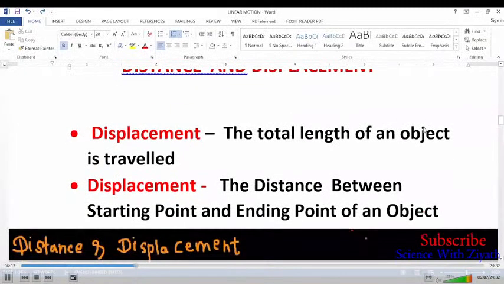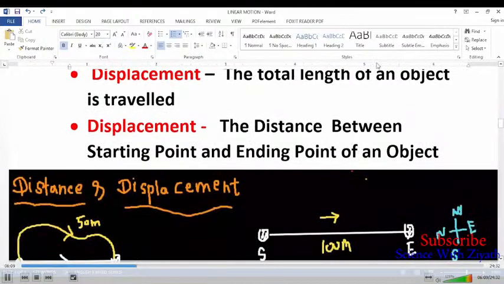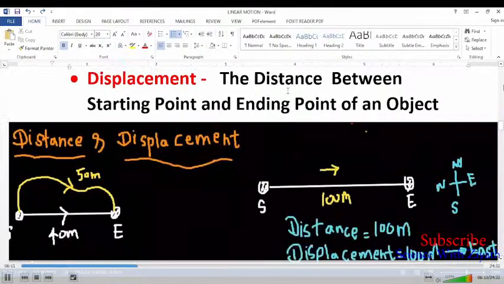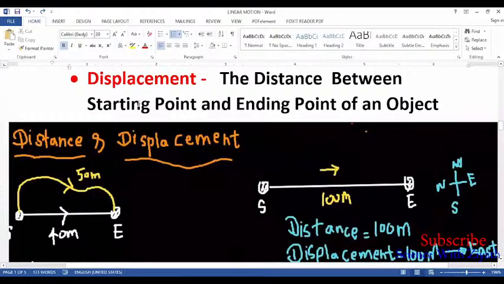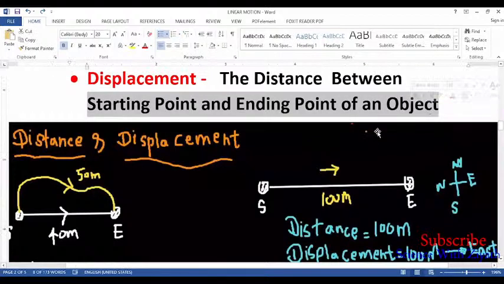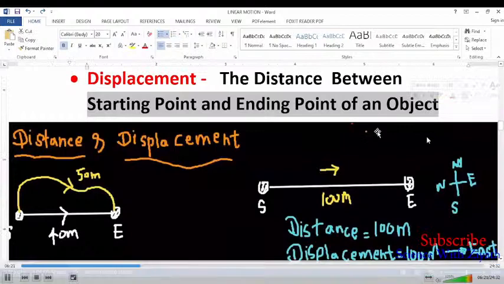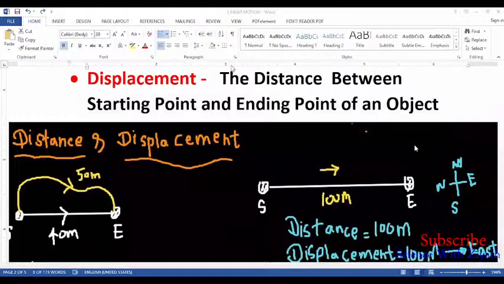Look at this one, the second definition, displacement. The distance between the starting point and the ending point of an object is called displacement. This is the difference between distance and displacement. Look at this now.